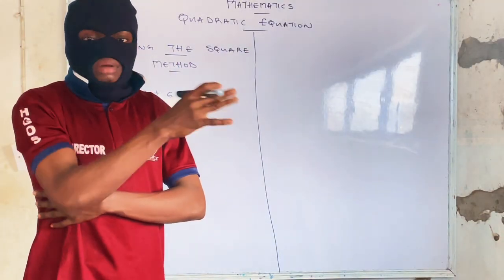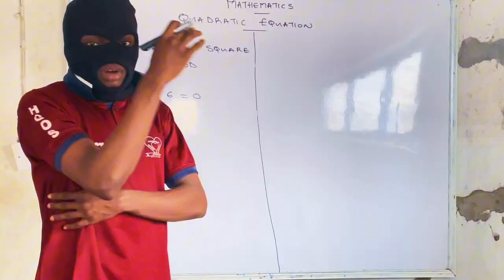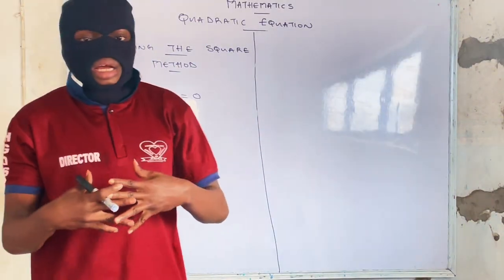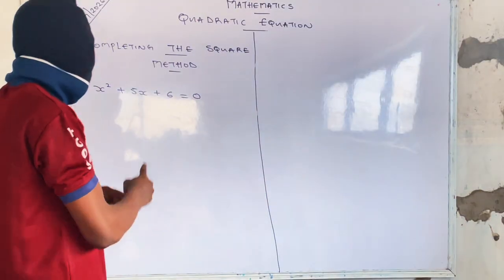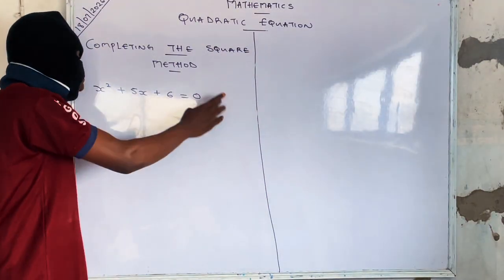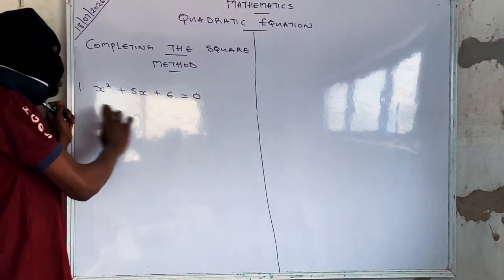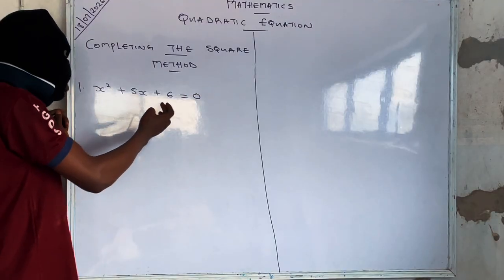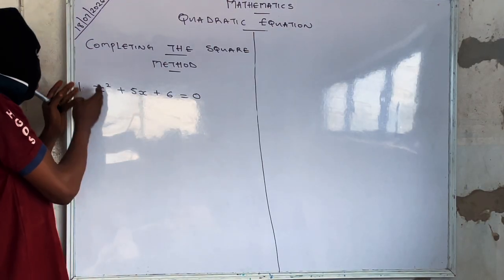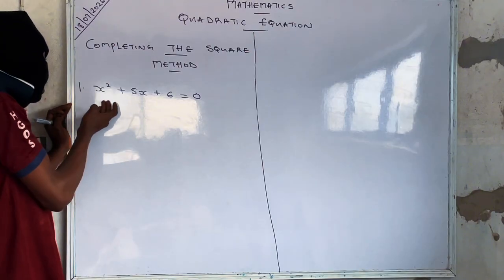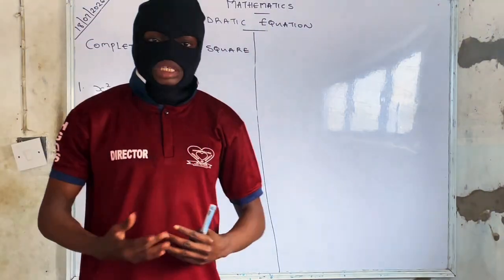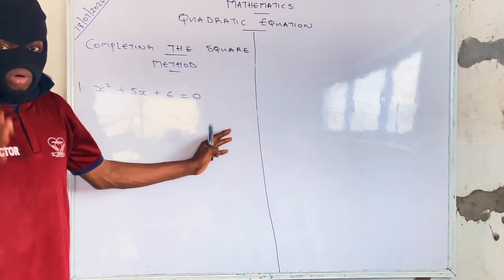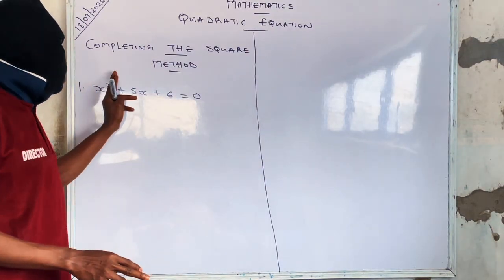You have to check both sides, whether it comes from the factorization method or the completing the square method. You must make sure that both answers are the same. Now, we want to use the completing the square method to solve this question and see if we get the same answer as with the factorization method. We have x squared plus 5x plus 6 equals 0. Since the coefficient of x squared here is 1, you don't have to divide all through, because if you divide all through, you will still arrive at this. So you don't have to divide all through because the coefficient of x squared is 1.